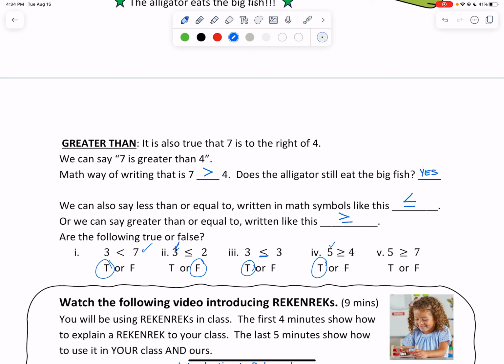And then this one, 5 is greater than 7. 7 is my big one. The alligator is not eating the big fish, so that one's going to be false.